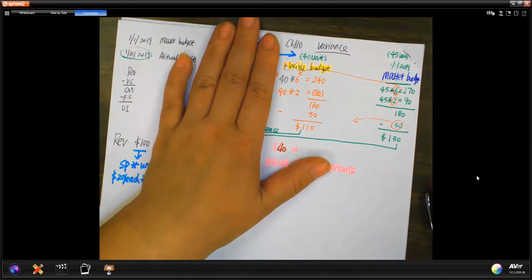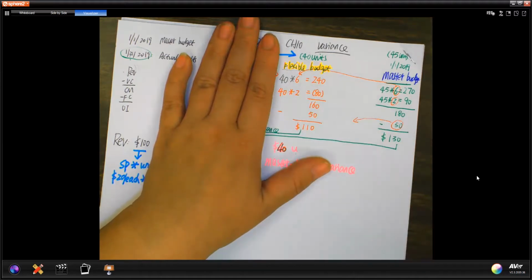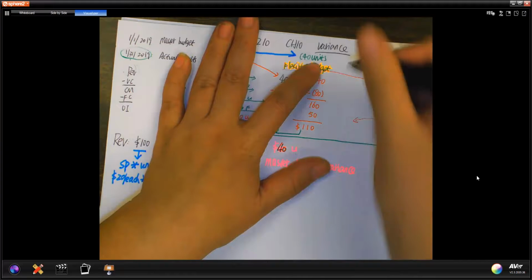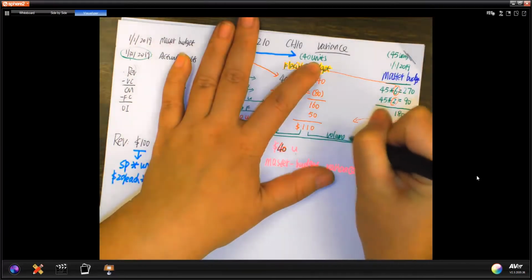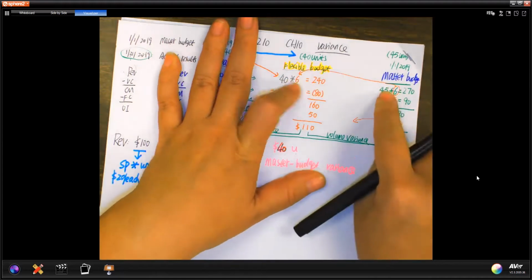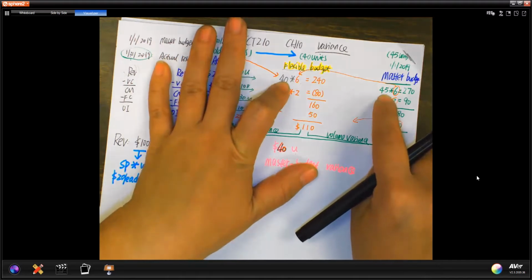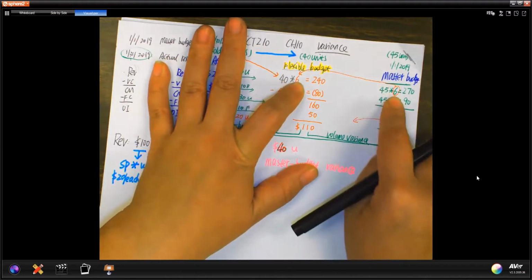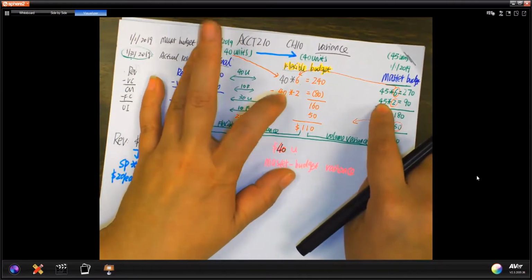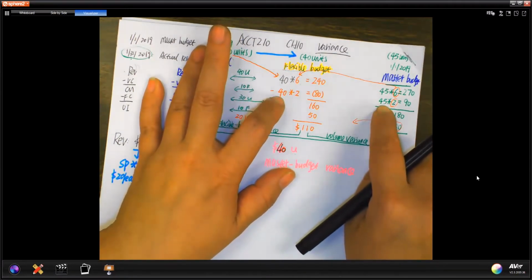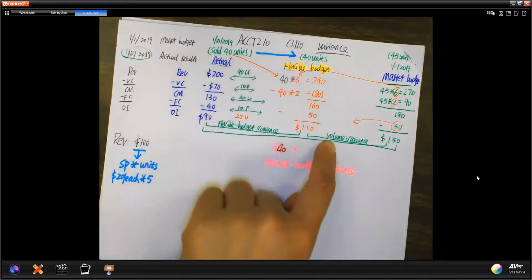So we call the difference of your flexible budget and the master budget the volume variance, because it's only from different volume. Because the price is the same. It's $6, $6, $2, $2, but your volume here is 40 and your volume there is 45. So it's all because of a volume variance.